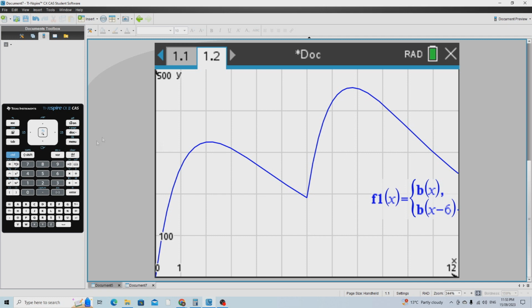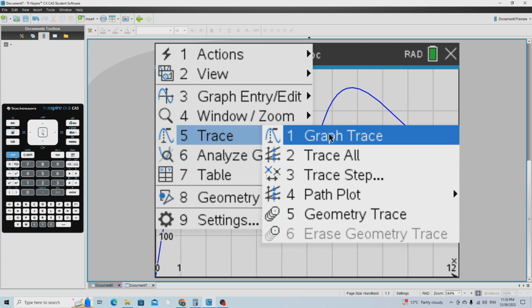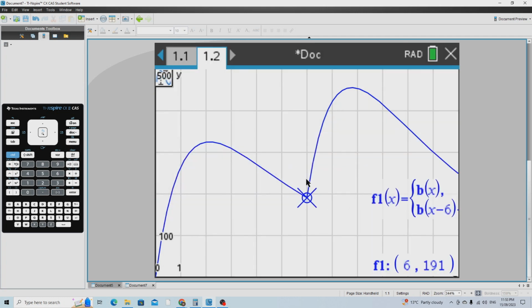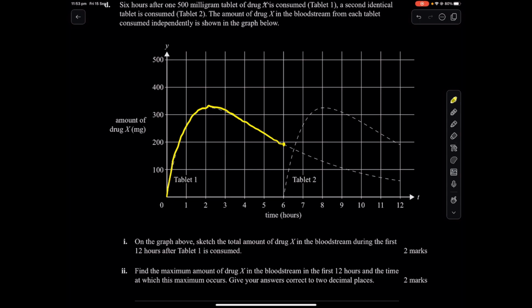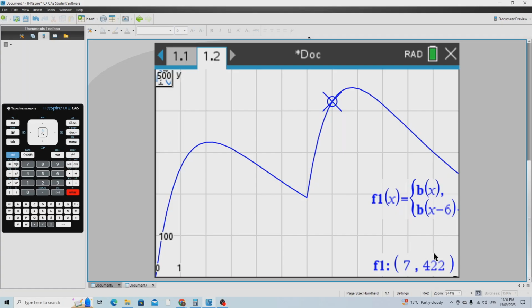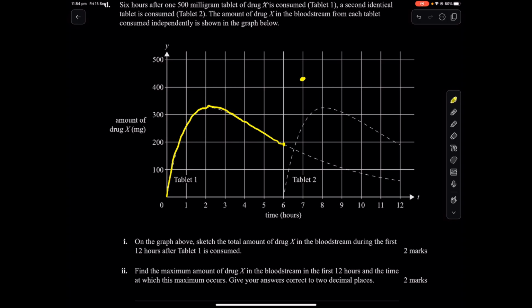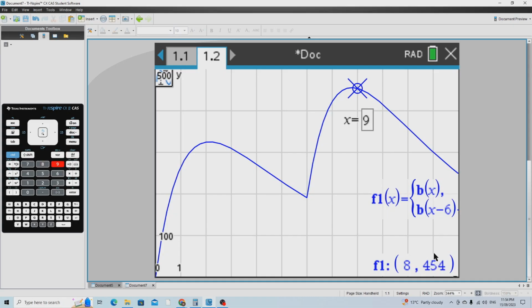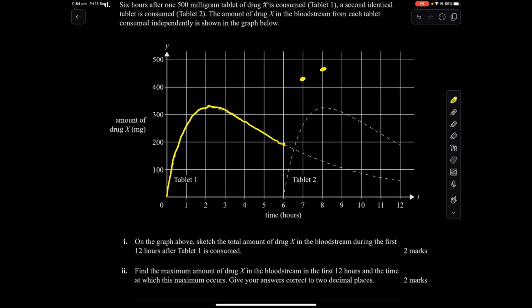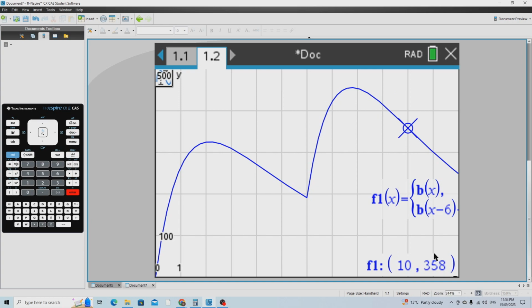So, okay, if I just go on graph trace to make my life easier. Let's say at x equals 7. So if I write 7, enter. So 7 is 422. So go on my graph: 422, which is approximately here. What about 8? 454. So around here. What about 9? 416. What about 10? 358.